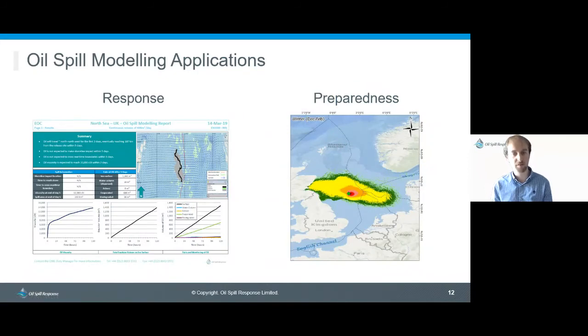But there's also modelling that might be done in the planning and preparation stages well before an oil spill has happened, and some of the information from that can also be useful to us during a response. So we're going to look a little bit at that as well. Moving on to the next slide then, please, Simon.